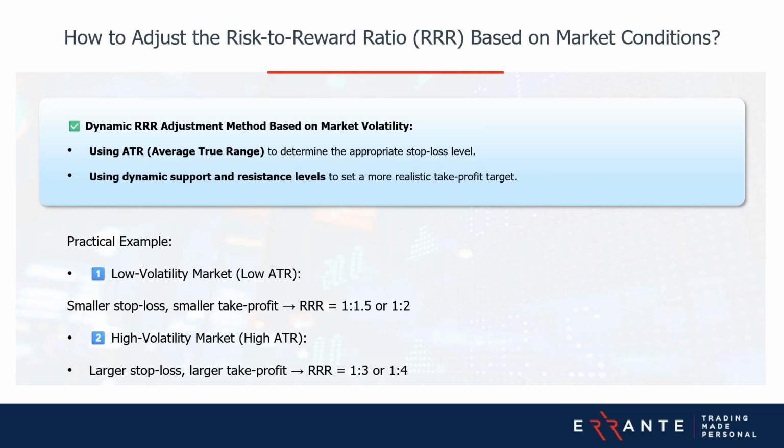Okay, so next, let's get more practical. We have talked about the importance of adjusting your risk to reward ratio dynamically, but how exactly do we do that? This slide breaks it down as I explained to you. Again, ATR measures market volatility, so it tells us how much price typically moves in a given time frame. Instead of using a fixed stop loss, we scale it based on real price movement.